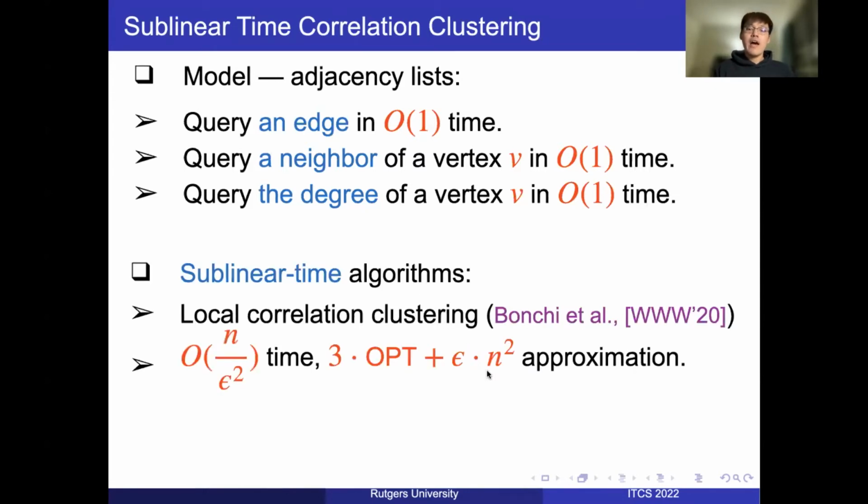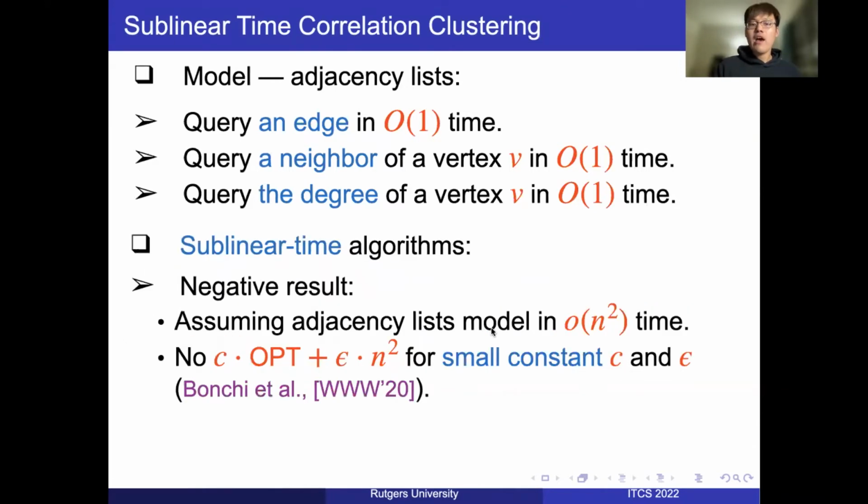Okay. And under this model, the known result for sublinear time algorithms is the local correlation clustering algorithm by Bonchi et al. They show that within order of n over epsilon squared time, we can achieve a 3·opt plus epsilon n squared approximation. Note that this is different from the C approximation I talked about because there is an extra additive error term of epsilon n squared.